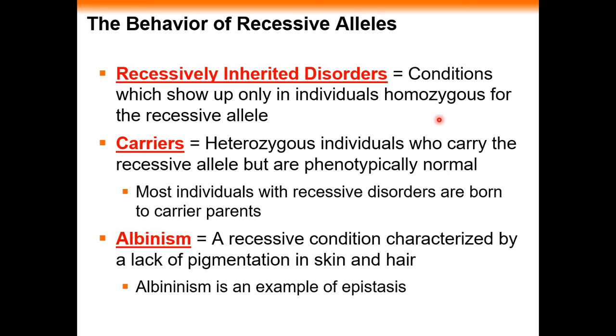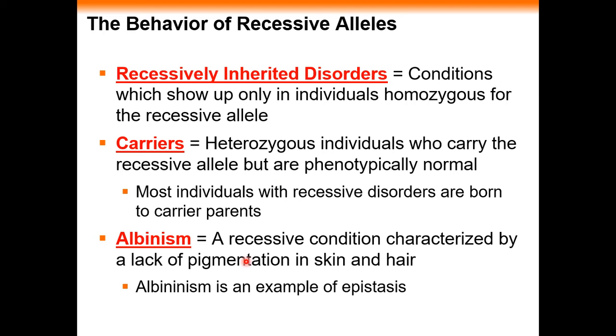So this would produce something called a carrier. Those are heterozygotes. They have the recessive allele, but they're phenotypically normal. Some people are carriers. They don't show the disease, but they have it, and they might have a kid that has the disease. So most individuals that have this recessive disorder are born because their parents were carriers.